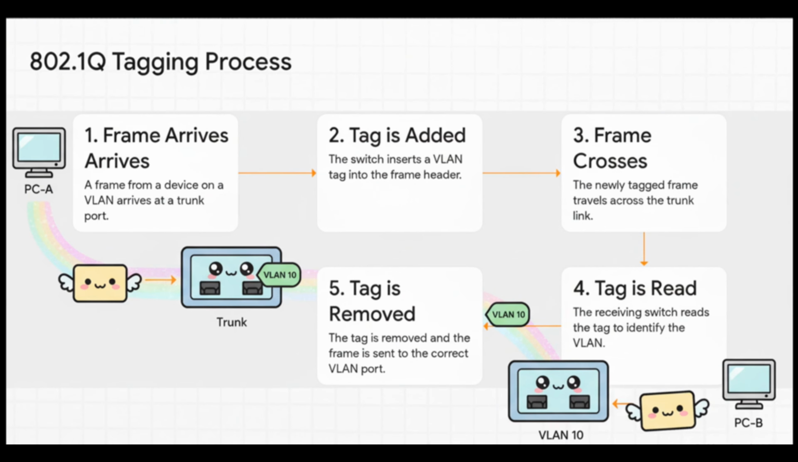So a frame of data from PCA arrives at the trunk port on the first switch. Right before it leaves, the switch slaps on that 802.1Q tag that says, hey, this is for VLAN 10. Then the tagged frame zips across the trunk cable to the second switch. That switch reads the tag, says, VLAN 10, got it, rips the tag off so the computer on the other end doesn't get confused, and then sends the frame only to other ports that are also in VLAN 10, like the one connected to PCB.